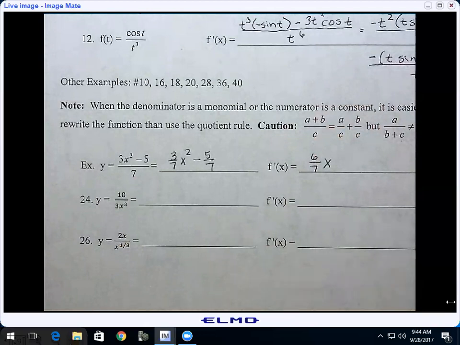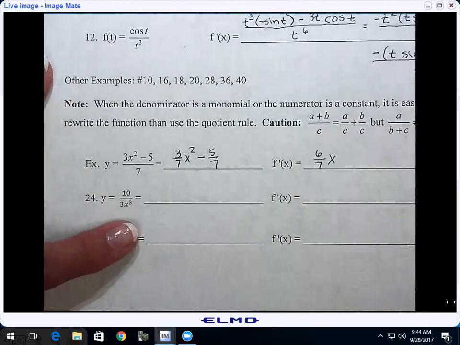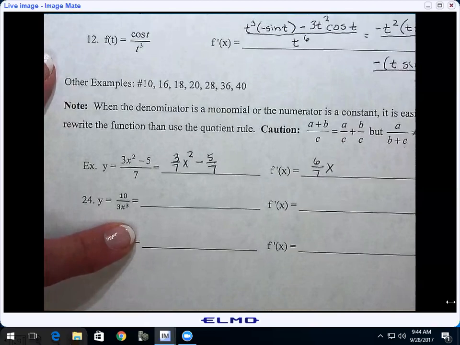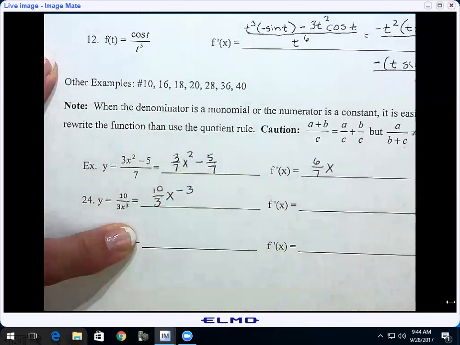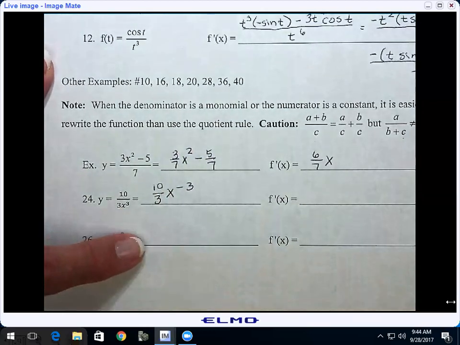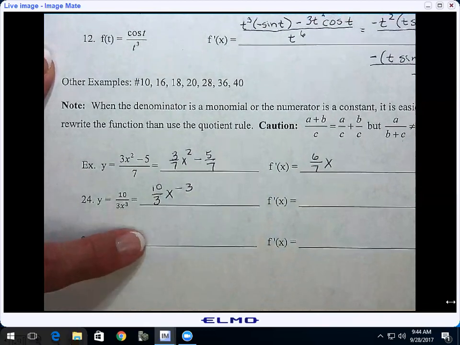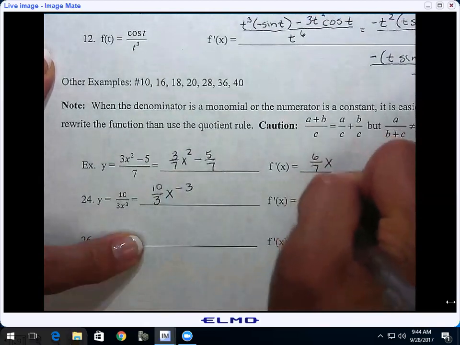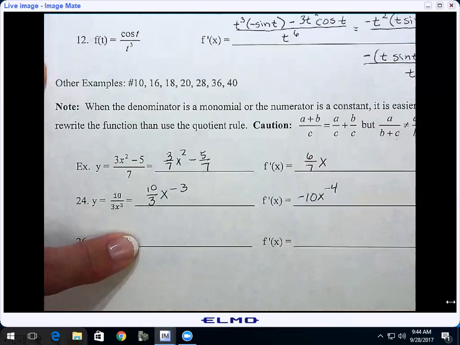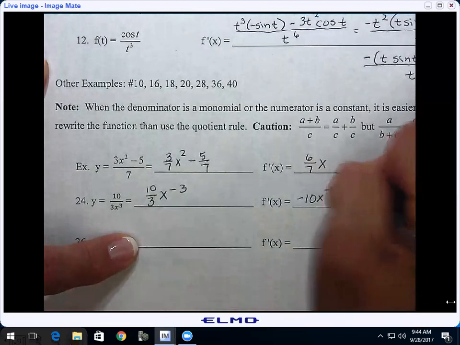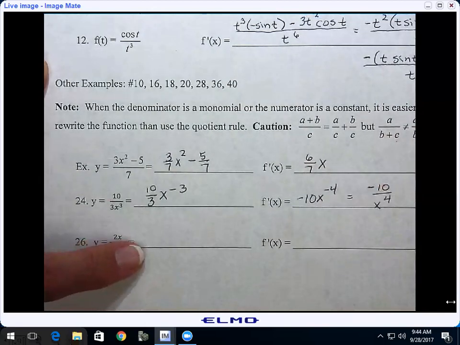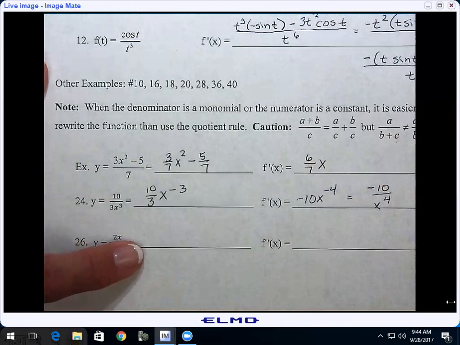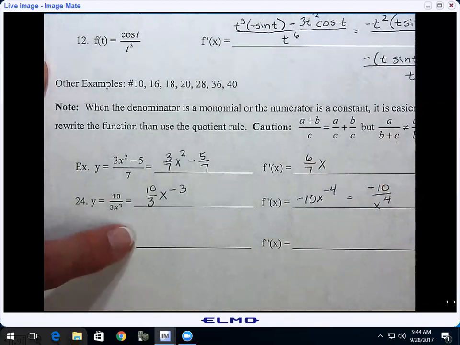Number 24, how could we write that so that we didn't have to use the quotient rule? 10/3 x to the negative 3. So what's the derivative? Negative 10x to the negative 4, which it's easy to rewrite as negative 10 over x to the 4th. We would get the same thing by the quotient rule. It would just take us a few more lines.